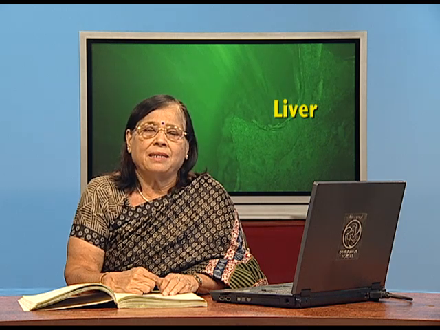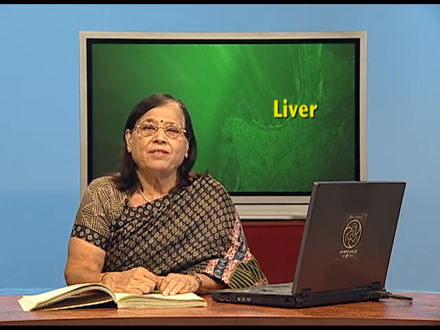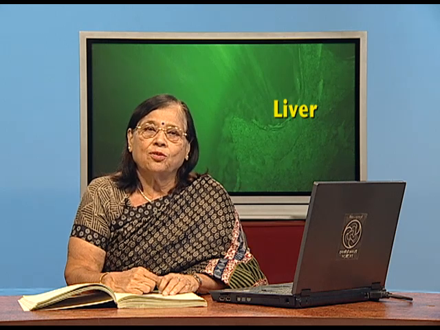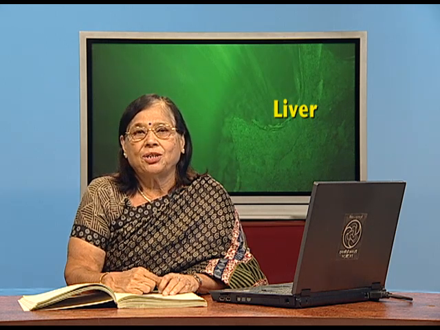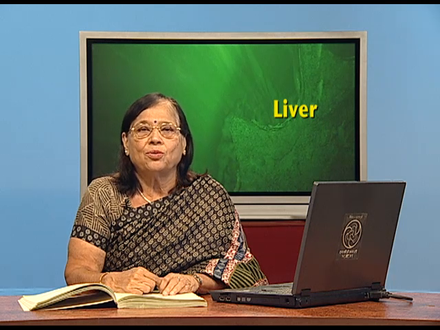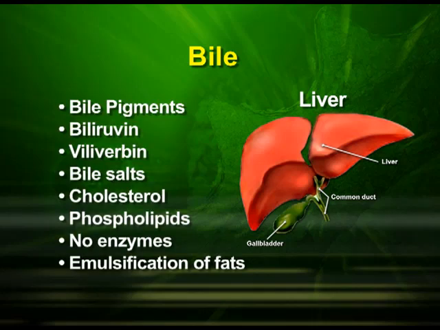So, you can very well imagine that in the initial part of the small intestine we have pancreatic juice, we have bile, and also we are going to have succus entericus, which is a digestive juice from the small intestine. So, in the small intestine we will have the advantage of having bile, pancreatic juices, and the small intestine's own juice called succus entericus. Bile is greenish bluish in color. It has bile pigments, bilirubin, biliverdin, bile salts, cholesterol, phospholipids, and of course, it has no enzyme, and it does emulsification of fats.